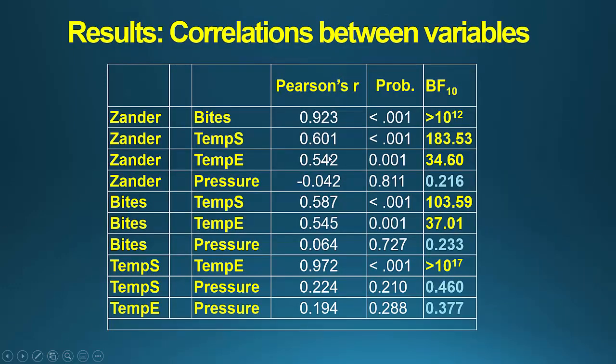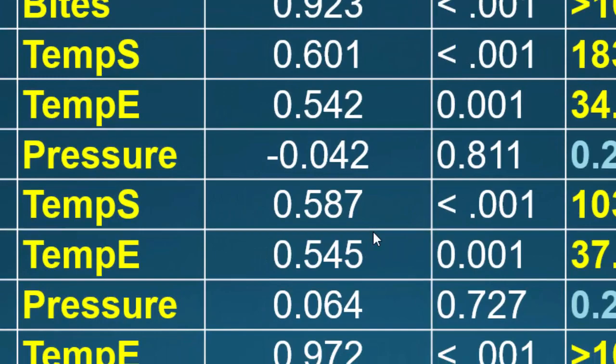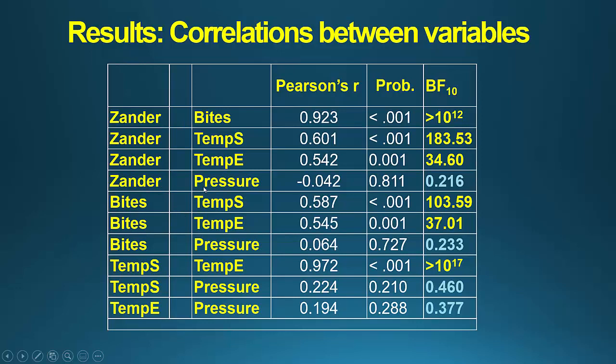One way to test how important these correlations are is to see if, given the number of observations, they could have occurred even if the true relationship between these variables was non-existent, they had no correlation. You express that with a probability. The probability of getting a correlation this large or larger, if there was no relationship, is very small, less than 1 in 1,000, about 1 in 1,000. By contrast, the relationship between pressure and Zander was close to 0, slightly negative, and you could easily get that result that different from 0 if there was no true relationship. And similarly, bites and pressure also showed no relationship.